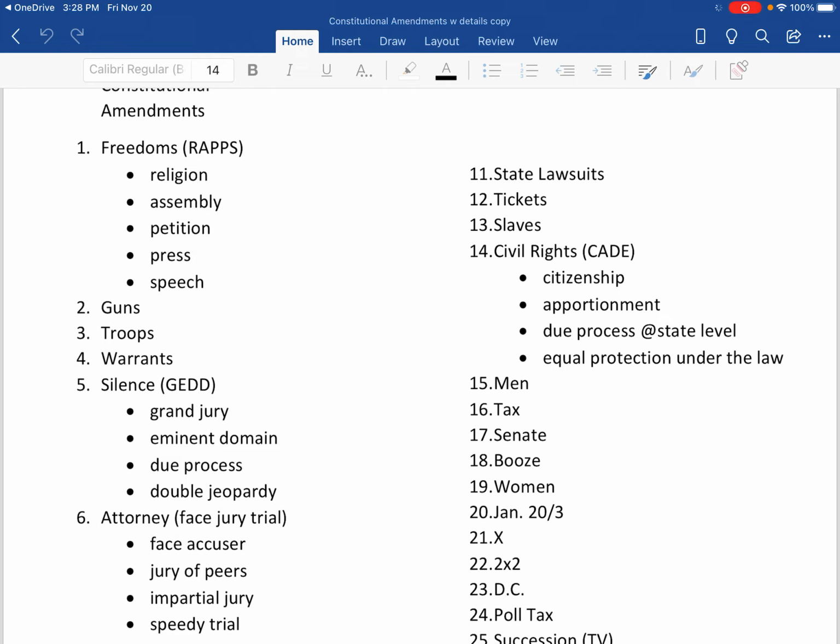The 18th Amendment, I don't know if any of you have ever heard stories or if you had parents who were Shanley alums of what Mr. Rusted said, but Mr. Rusted started. He said, men tax, Senate booze women. And so 18 is booze. And this is all about prohibition. Please make sure that you know this. You should probably write it down. The 18th Amendment outlawed the manufacture, sale, and transport of alcoholic beverages.